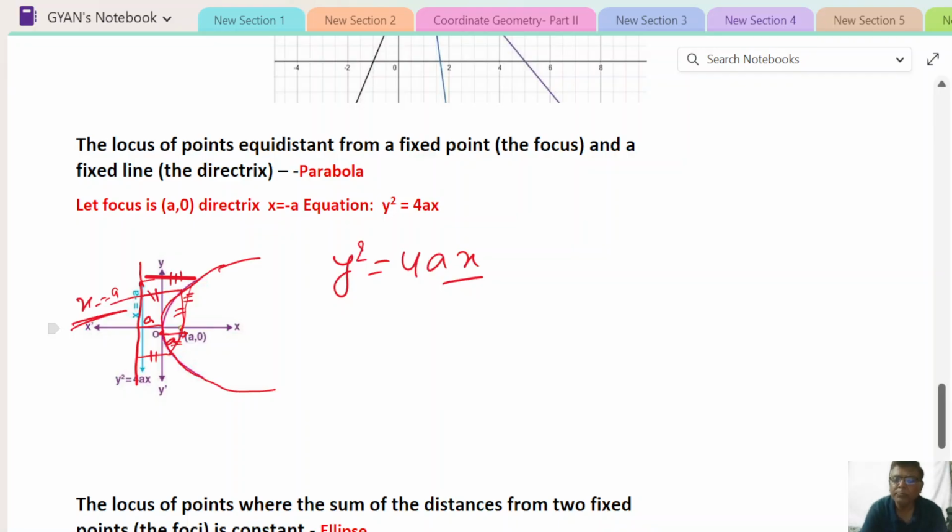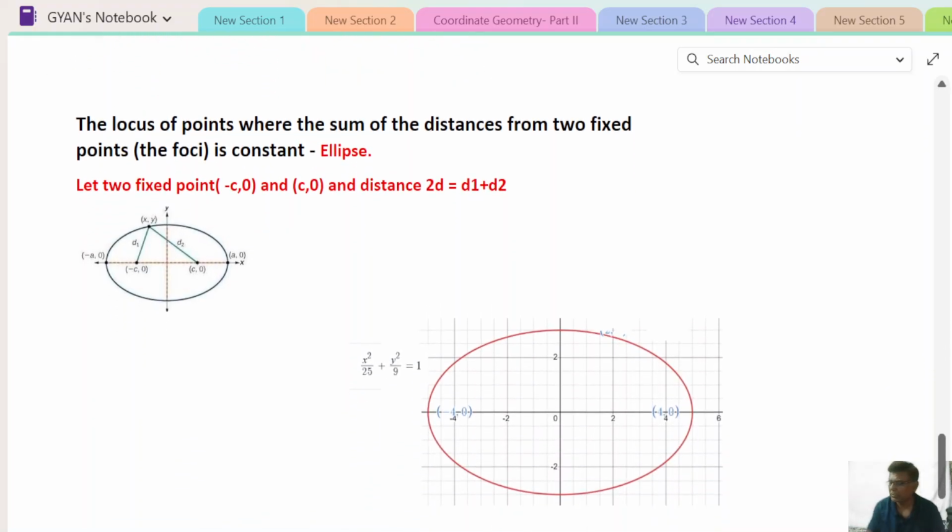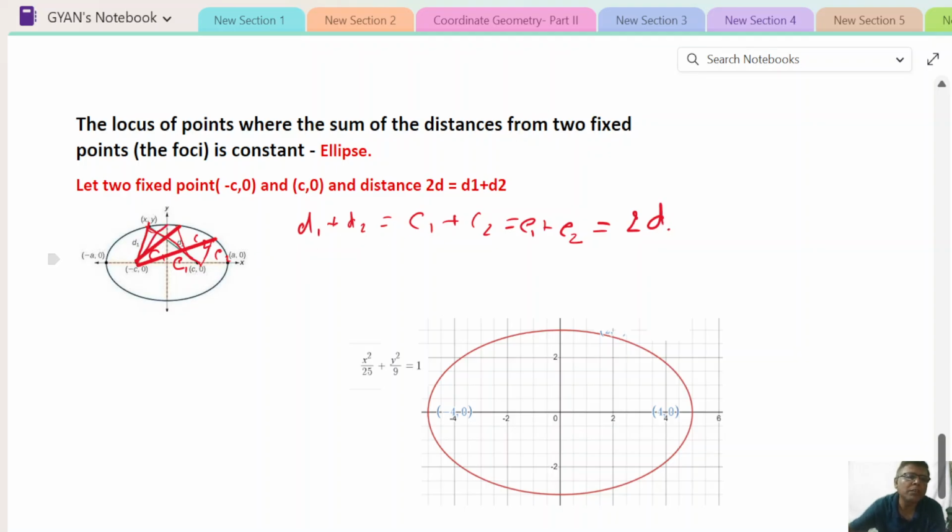Now come to the next example, that is the example of an ellipse. Suppose this one is d1 and this one is d2. You take any point. Suppose this one is c1 and c2. If d1 plus d2 is equal to c1 plus c2, take another point, that is e1 and e2, that is e1 plus e2. Suppose this is equal to 2d. Here you meet, this one is d.